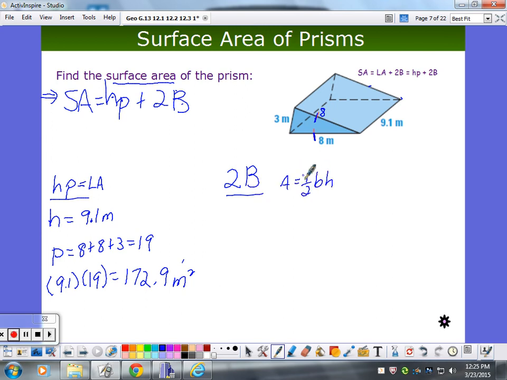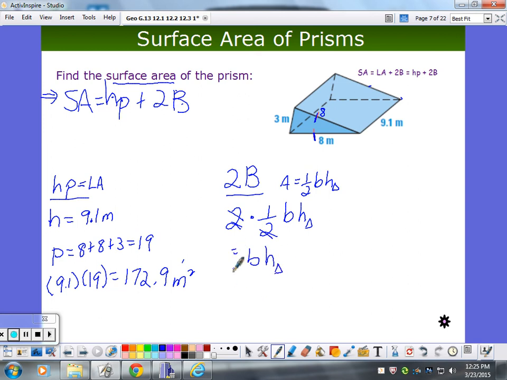2Bs. This one's a lowercase b, so I'm referring to the base of this triangle. This h looks the same, so I'm going to put a little marker here, a little triangle, so I know I'm talking about the height of the triangle and not the height of the prism. And I want two of these. I want 2 times 1/2 the base of that triangle times the height of the triangle. These will cancel out, so 2 uppercase B is now b times h of the triangle.